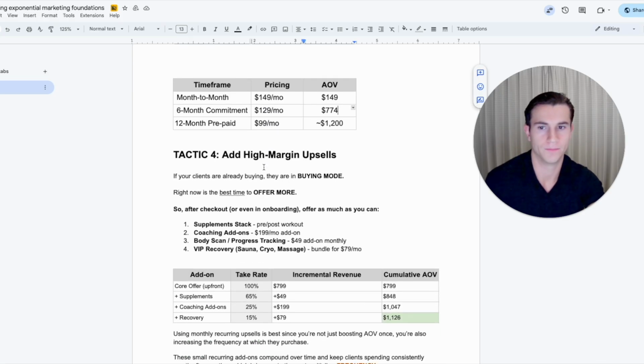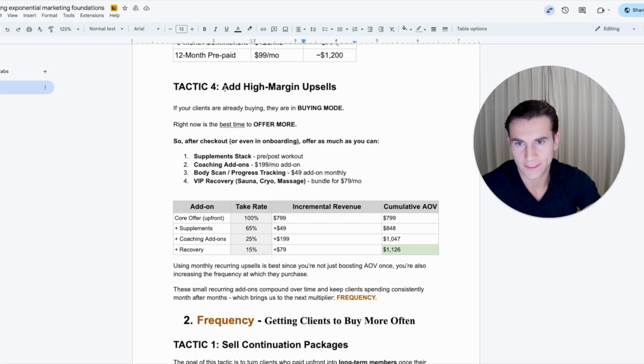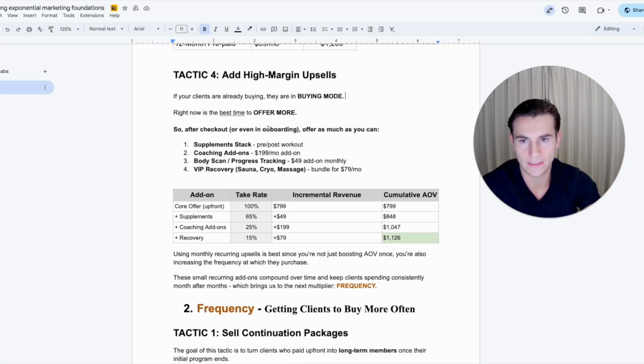Okay, cool. And then tactic number 4 is add high margin upsells. If your clients are already buying, they are in buying mode. If somebody is, for example, buying a bicycle, they are most likely to buy a helmet and probably some sort of gear to go with their bicycle, or a water bottle extension piece, or new handlebars, or a set of off-roading tires, or something like that.